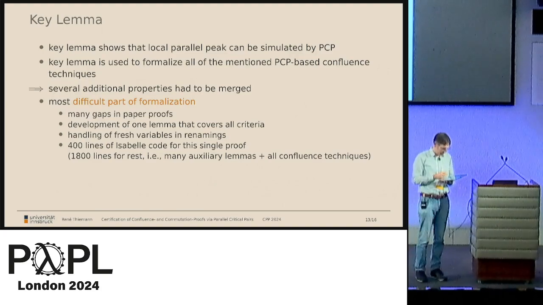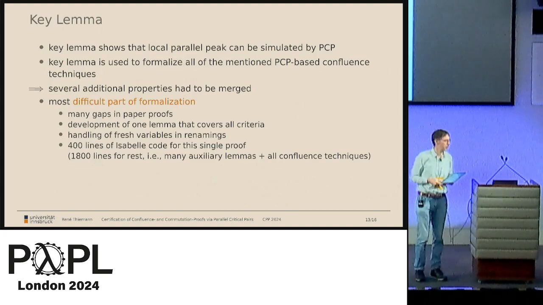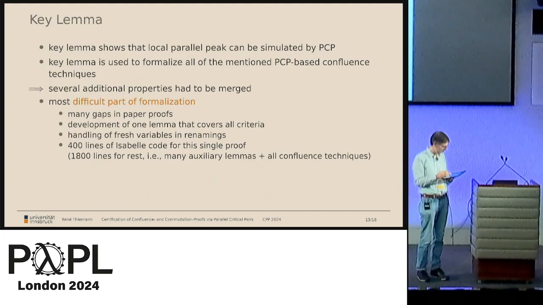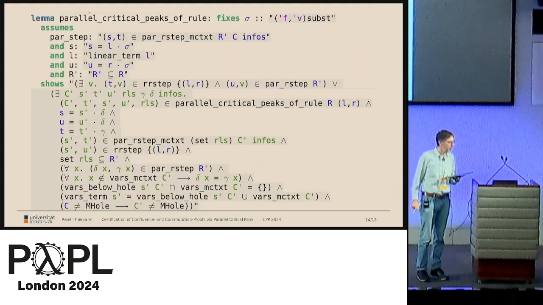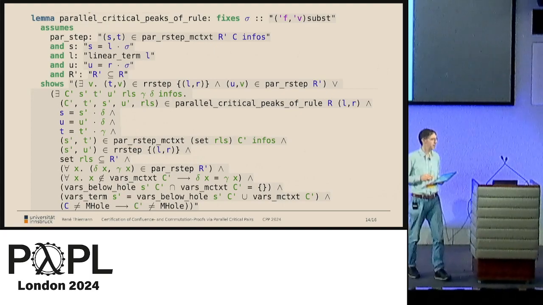So, in comparison, the 1,800 lines for the complicated techniques in the papers, that was easy going. You could just follow the structure of the original proofs, but these 400 lines were a mess, so hard. So here's the key lemma in Isabelle, and you see there are quite some additional properties here, and be sure that each of these properties was only added because some of the Confluence techniques required them.